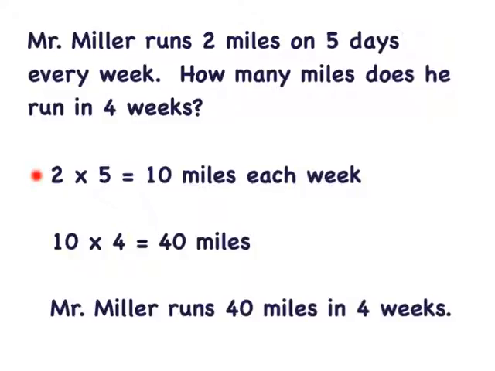We start by saying 2 miles times 5 days a week equals 10 miles each week that Mr. Miller runs. Then I take my 10 miles per week and multiply it by the 4 weeks to get a total of 40 miles. So Mr. Miller runs 40 miles in 4 weeks.